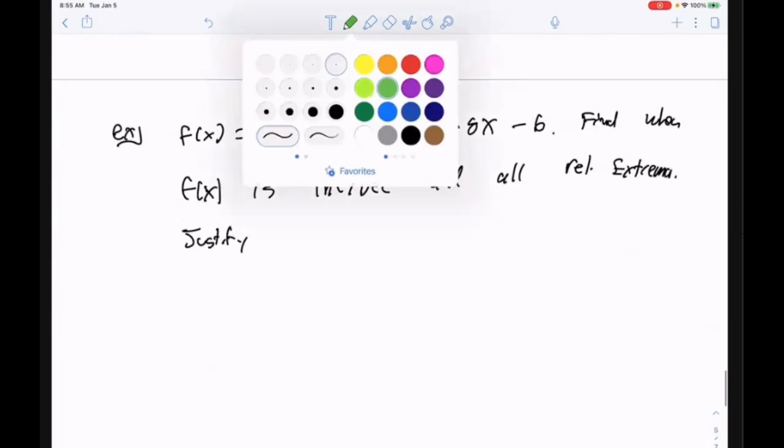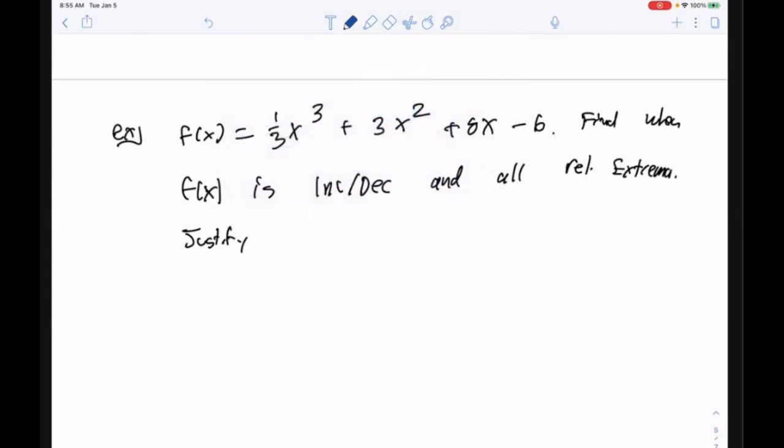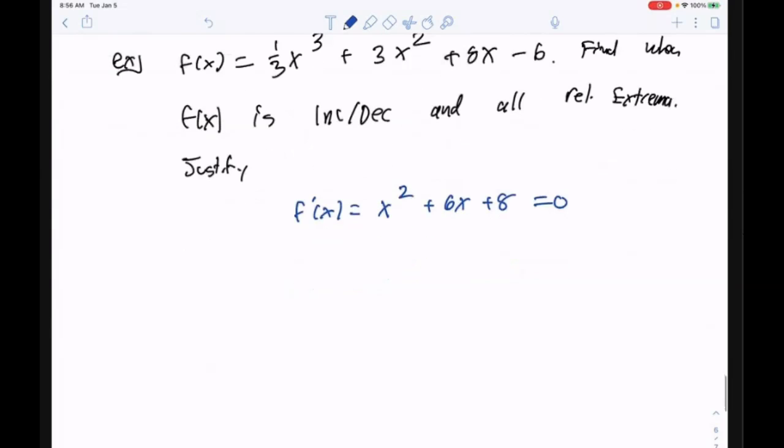So, first steps are always the same. If I hear increasing, decreasing, relative extrema, these all tell me function analysis, so I should find the derivative of the equation. Perfect. And my derivative is x squared plus 6x plus 8. Good. And then what do I do? Set it equal to 0. Perfect. How do I solve this?